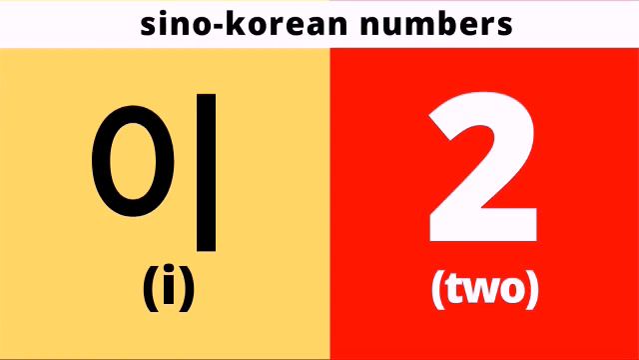Next, the Sino-Korean version of number 2 is e. If you would notice, you just have to remove the real from number 1, which is il, to make it e. Pronounce this with me. E.